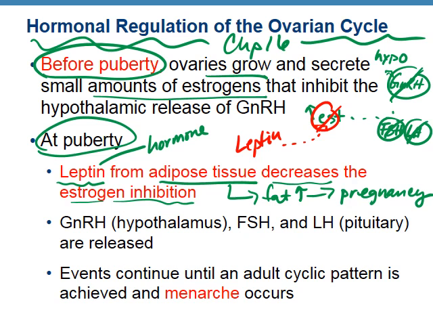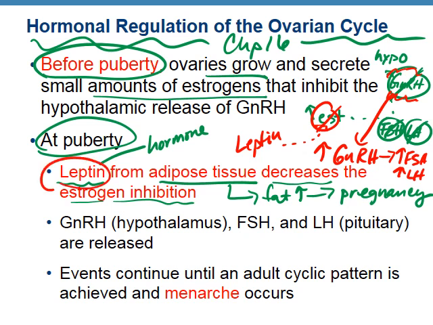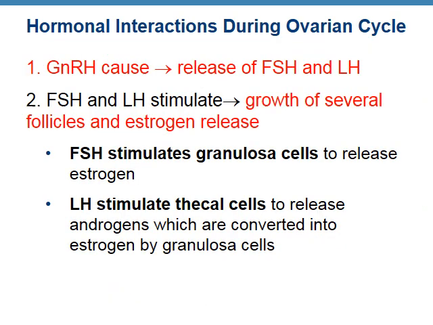So if leptin turns off the effect of estrogen, then what happens here? We lift this band. If GnRH is being expressed, now what else can we express? FSH and LH. So once we have enough adipose tissue, leptin is going to allow the release of GnRH and then subsequently FSH and LH. So what does GnRH do? It's going to cause the release of FSH and LH.